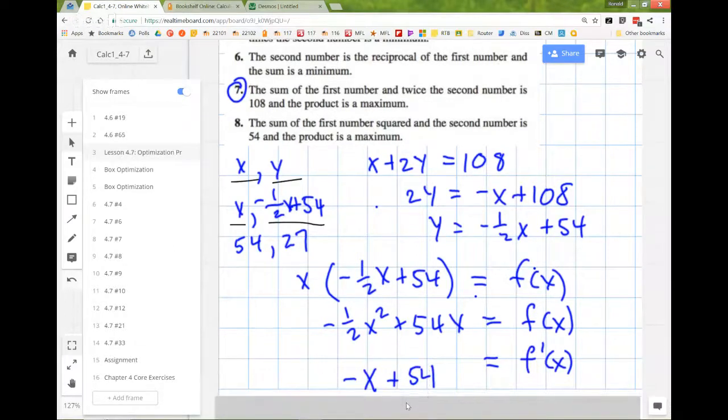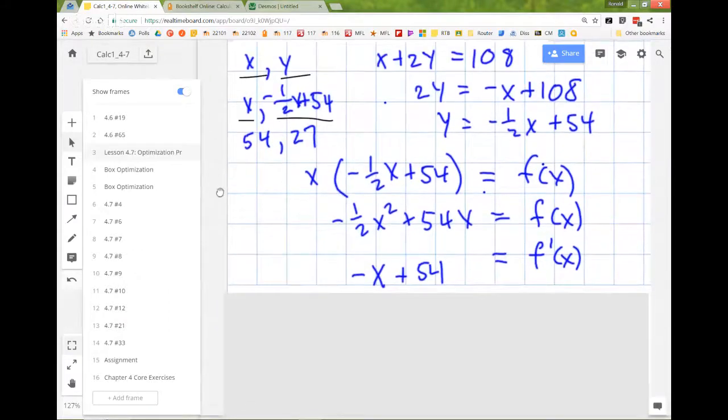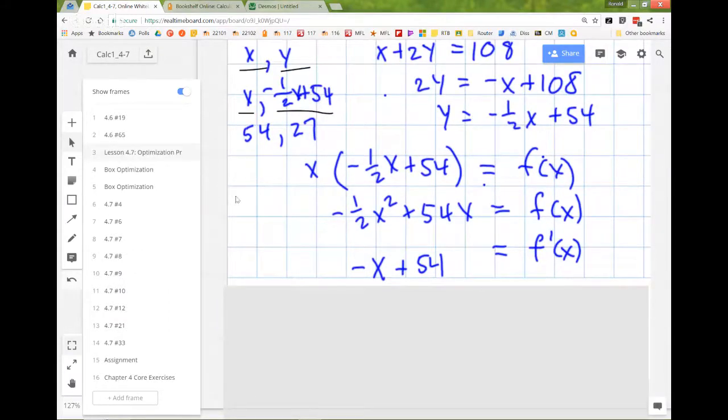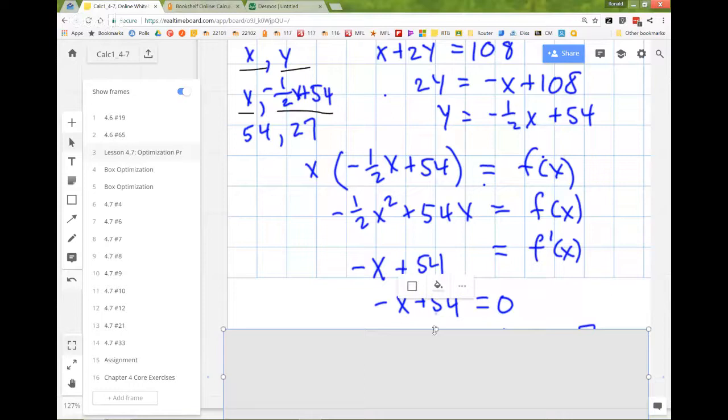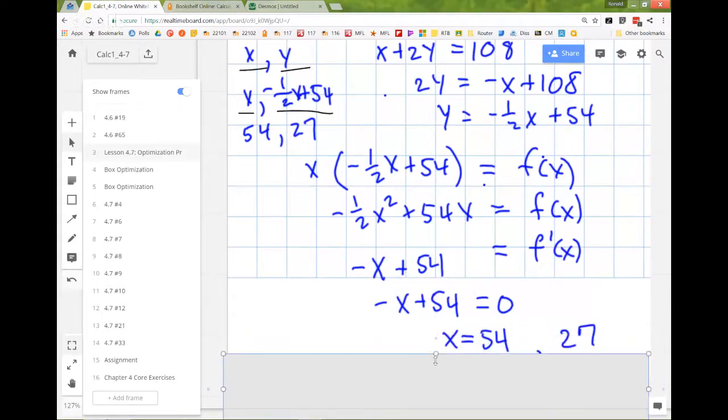Okay, so derivative of -1/2 x squared would be -x, right? Because 2 times -1/2 is -1, and then lower the power by 1, x to the first. So there's my derivative. Set derivative equal to 0. That's a real rough one to solve for x. Not really. 54. Well, where did I get the 27 from?